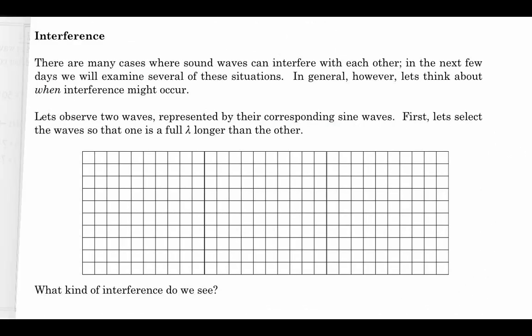All right, moving on. Let's talk about interference and maybe more general cases of interference, because when waves interfere, they don't have to be standing waves. They don't have to interfere in a way that basically creates standing waves. They can interfere in all different kinds of cases. So we're going to examine a lot of these different situations, but let's think about when interference might occur. Any 2 waves represented by their corresponding sine waves, right? So let's select, here's 1 wave right here, okay?